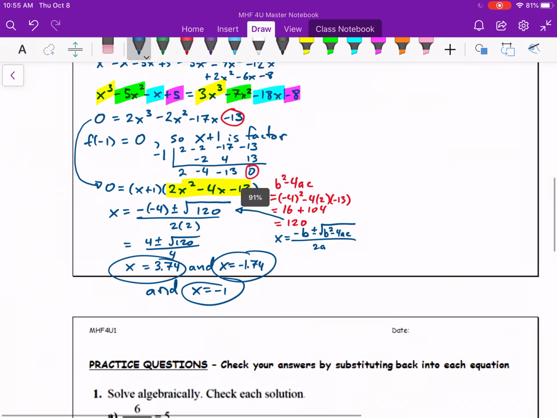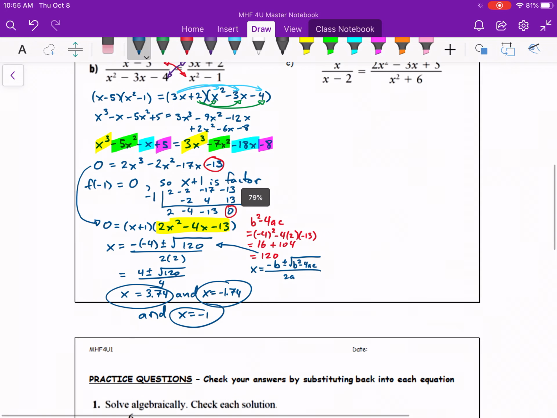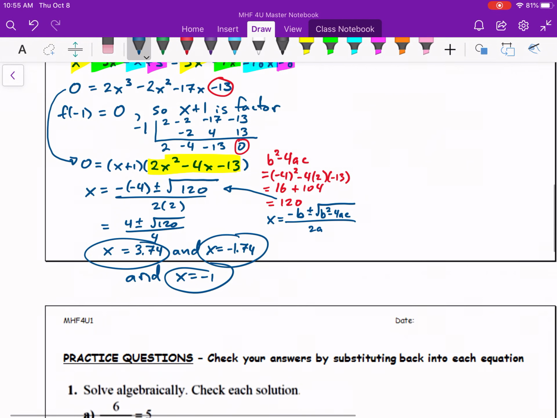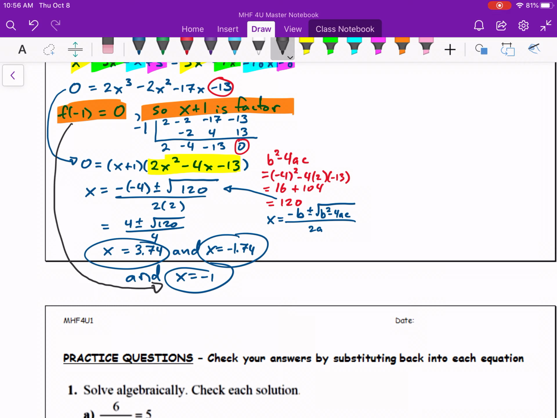So back from when we did the factor theorem, way up here, let's find a color I haven't used yet. When I did the factor theorem, way up here, we found out that x plus 1 was a factor. We have to remember to list that as one of our possible solutions. And that's why I'm also writing that one in.